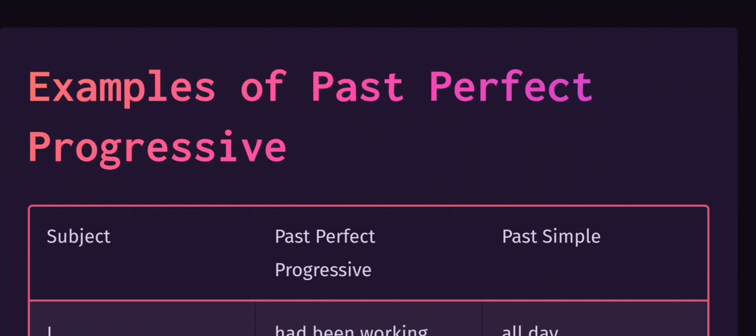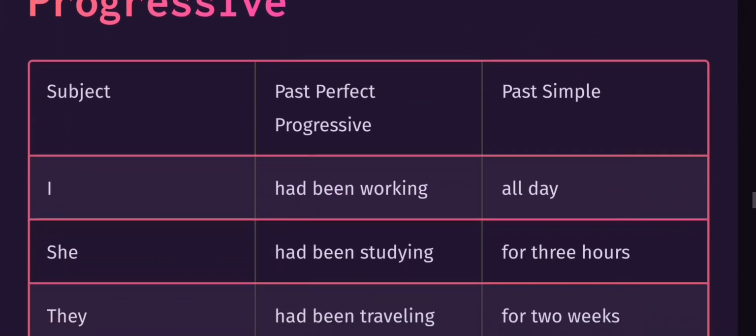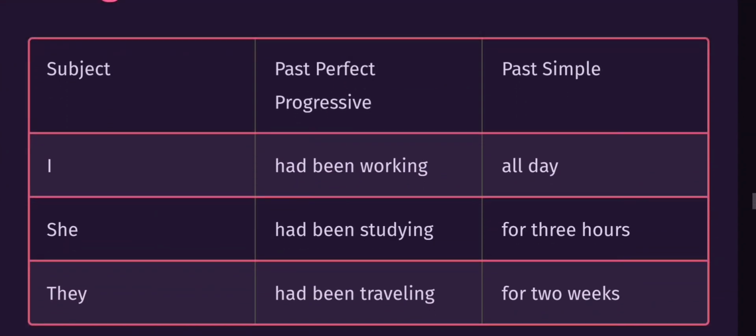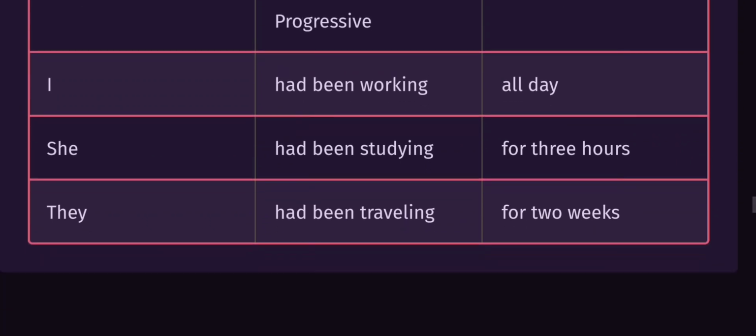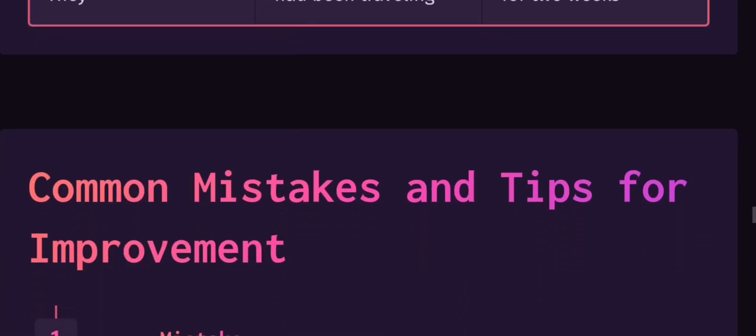Examples of past perfect progressive. I had been working all day. She had been studying for 3 hours. They had been traveling for 2 weeks.